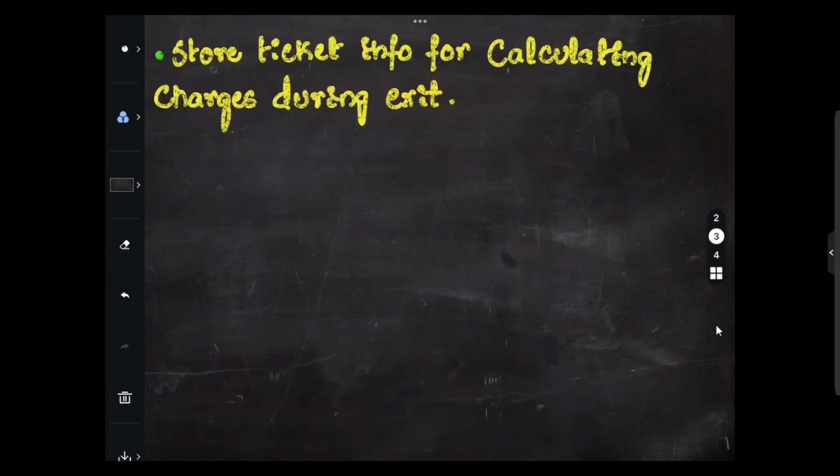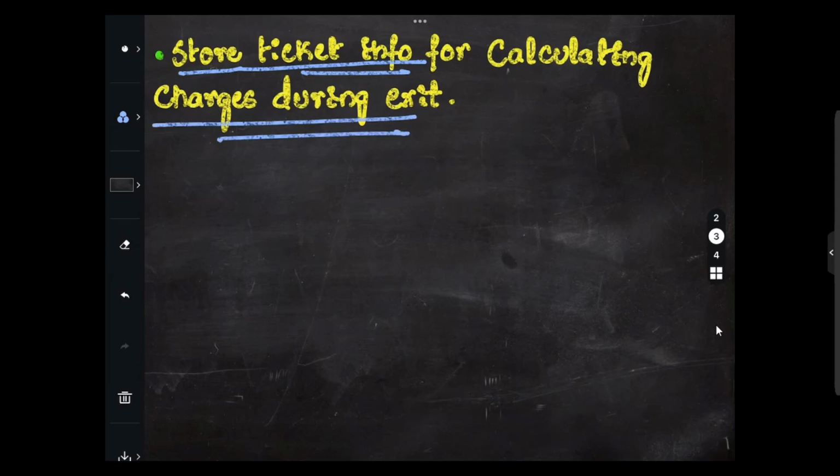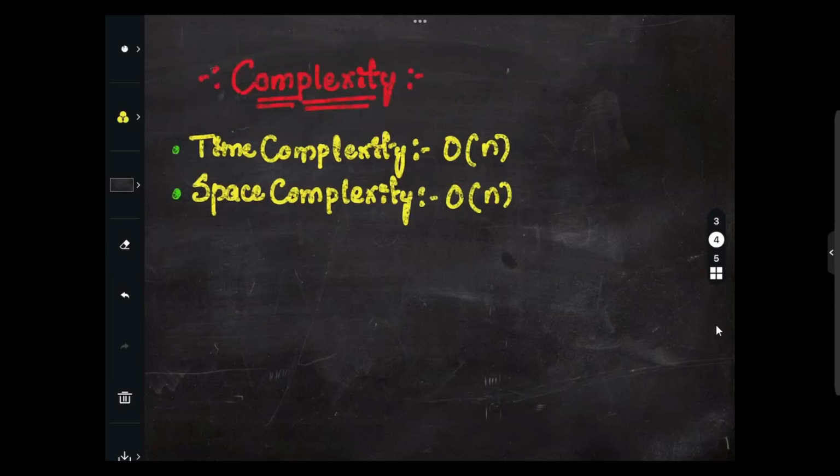So the final step is we have to store the ticket information for calculating the charges during exit. We have to store the ticket information somewhere, right? During the exit, we have to obviously charge the payment, right? So charge the fee, basically for parking the vehicle. So we have to store the ticket information for calculating the charges during the exit. So this is very important as well. These are the 4 things that we need to consider, right?